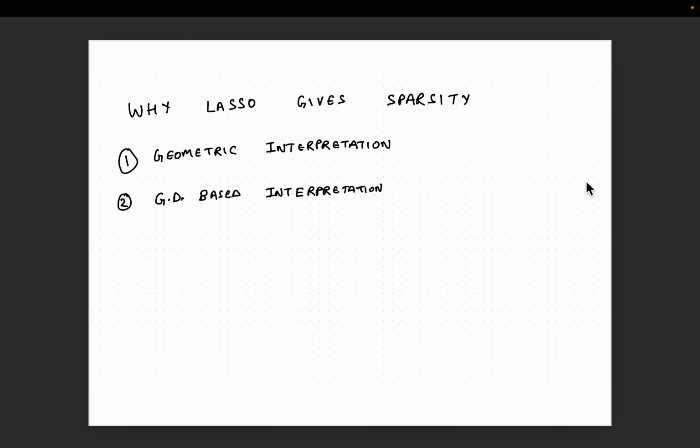Now, there are two ways of understanding the sparsity that you get via lasso. Both of them are a little ad hoc, so don't expect rigorous analytical guarantees for the things I am presenting. These are just very simple intuitions to help you understand why with an L2 penalty you don't get exactly 0 for some features, whereas for L1 you will get that.